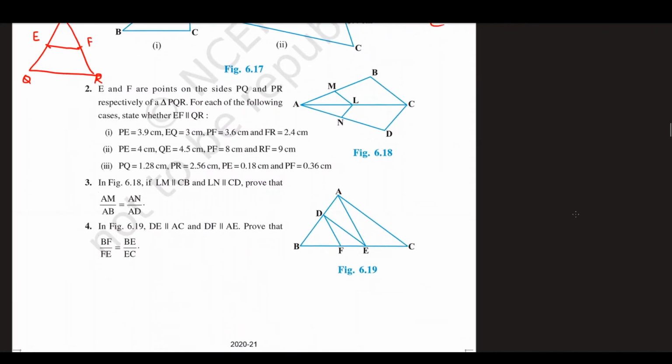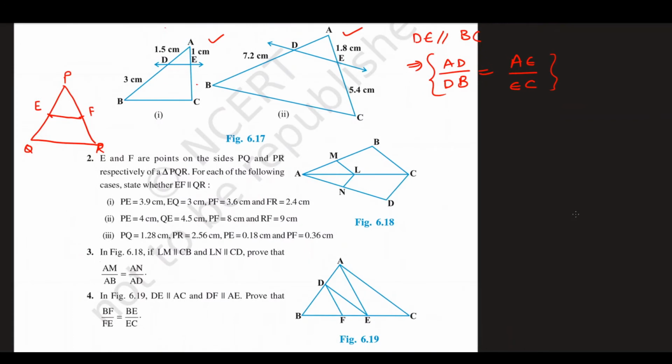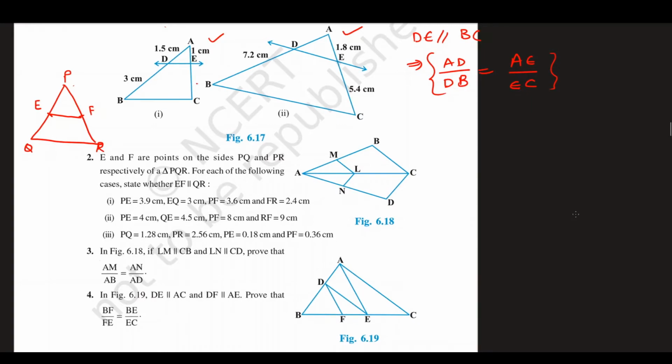In this second question, they are saying that there is a triangle PQR and E is a point on PQ and F a point on PR. Just join EF. The values of PE, EQ and so on are given, and we have to check whether EF is parallel to QR. So the rule is the same here. Just check whether PE upon EQ is equal to PF upon FR. If this is true, then EF is parallel to QR.